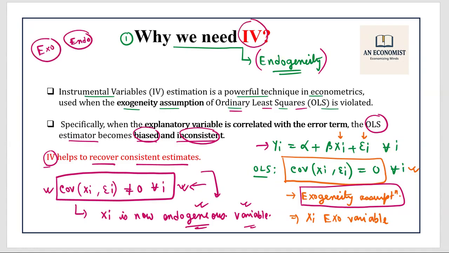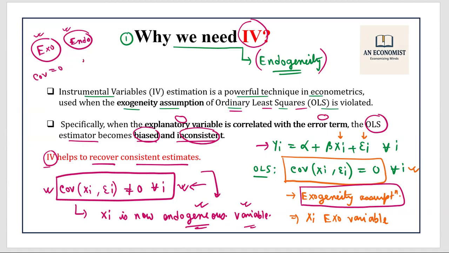Your understanding of instrumental variables will depend on these two concepts. What is an exogenous variable? Exogenous means there is no correlation between the explanatory variable and the error term. No correlation means the covariance is equal to 0.